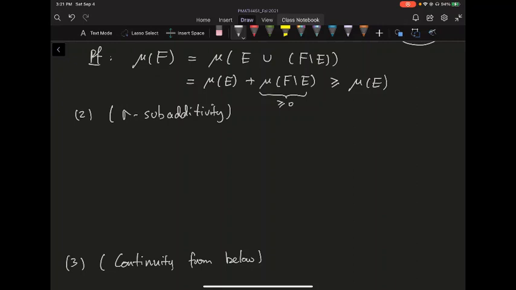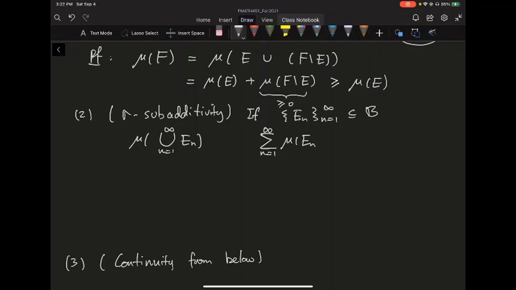The second one is called sigma subadditivity. This is quite an important one. So if I have a collection of En, n going from 1 to infinity, all inside the sigma algebra B, let's consider the following. Subadditivity wants to say how the measure of the union of these En compares to the summation, n going from 1 to infinity, of mu of En.